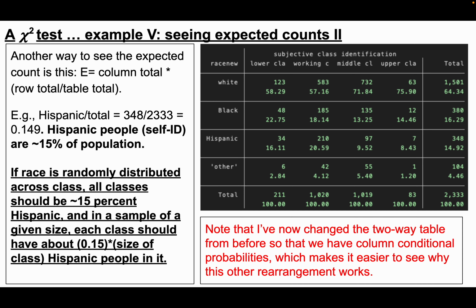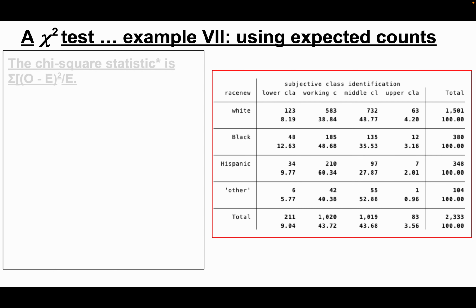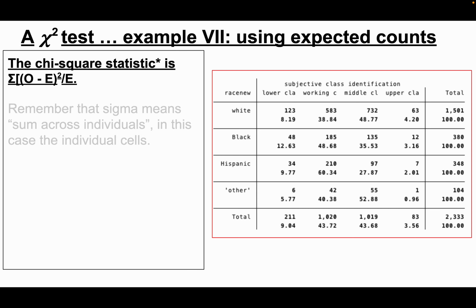So that gives you a sense for basically how this works. You find out what share a given group, either race or class, is, and then you multiply it by the raw number of people in the opposite. So you find out what share a race group is, then you multiply it by the number of people in a class status, or you find out what share a class status is, then you multiply it by the number of people in a race group, and that gives you the number of people you should expect to see in that cell. So let's look at an example, but what we want to do is also turn this into the actual chi-square statistic formula.